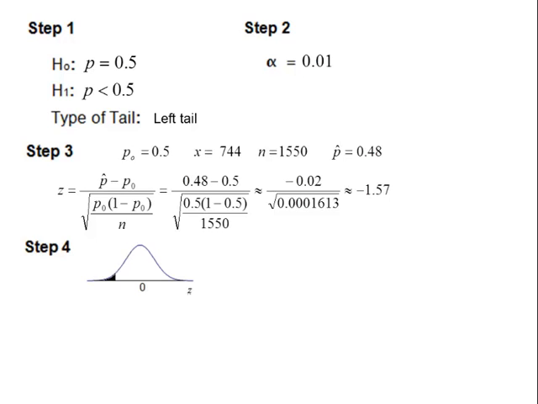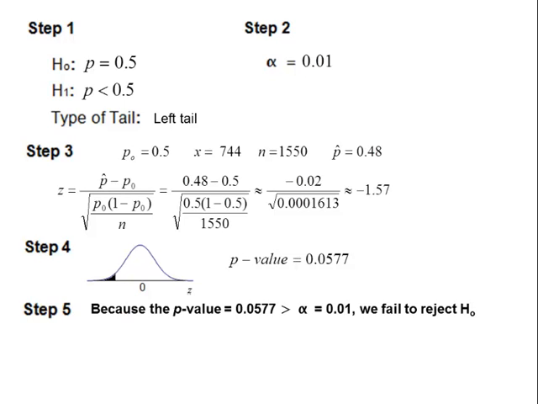Step number 4, we draw a picture. Since we're using a left tail, we color in this section. On our z-scale, this would be a negative 1.57, and the area of this tail is our p-value, and the p-value from StatCrunch is 0.0577. So step number 5, we use the p-value and compare it to the alpha level, and we would state, because the p-value equals 0.0577, which is greater than alpha being equal to 0.01, we fail to reject the null.